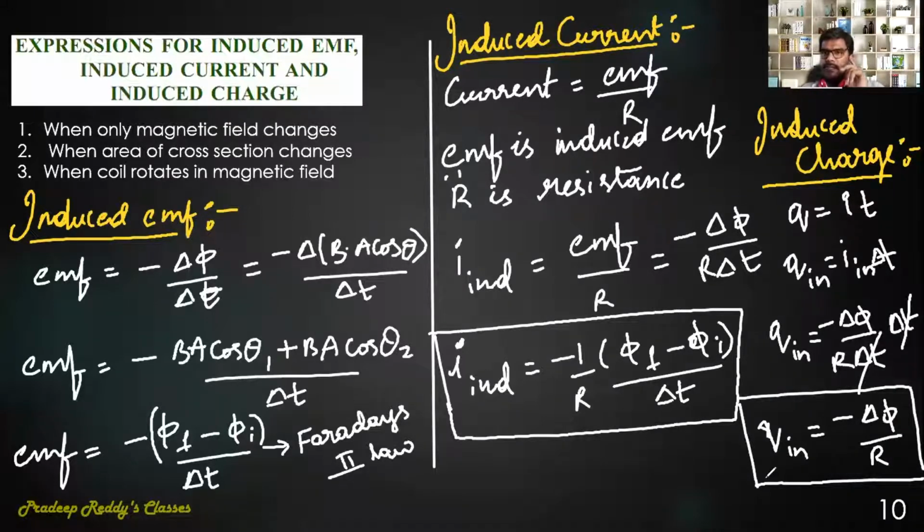So whenever the flux linked with the coil is changing, corresponding to that flux change in the coil, you will be getting induced EMF in the circuit, induced current in the circuit, and induced charge in the circuit.